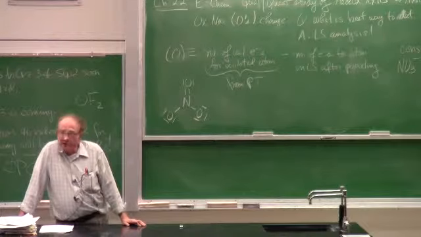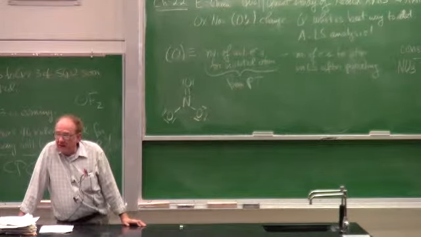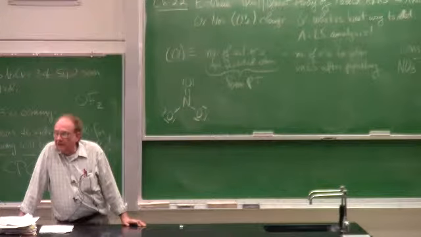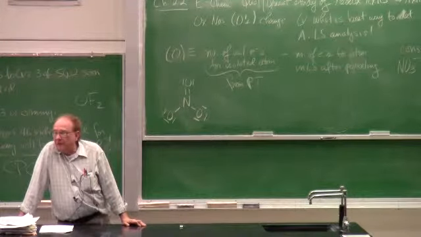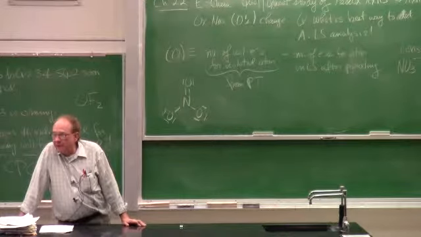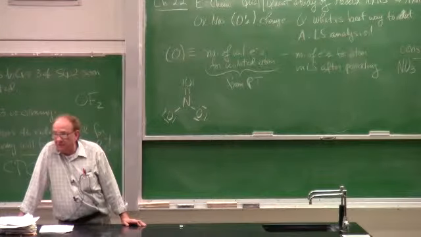This is a resonance stabilized species. Every NO bond is the same length and strength. Every one is shorter and stronger than an NO single bond, longer and weaker than an NO double bond. The bond order is 4/3. The NO bonds are equivalent. They're all the same length and strength.